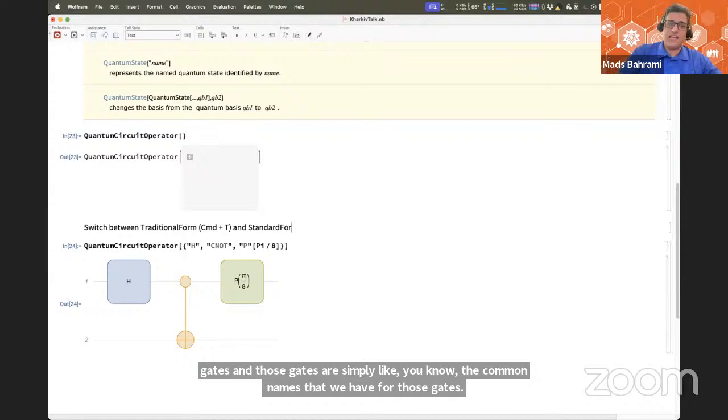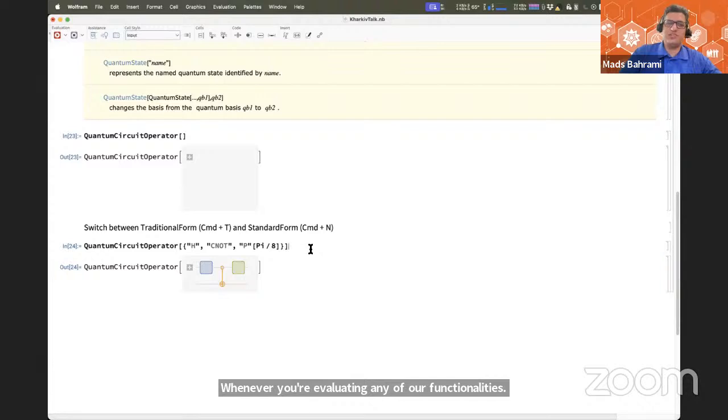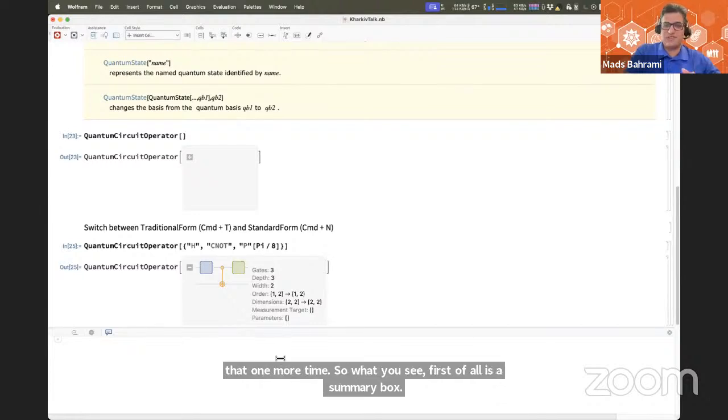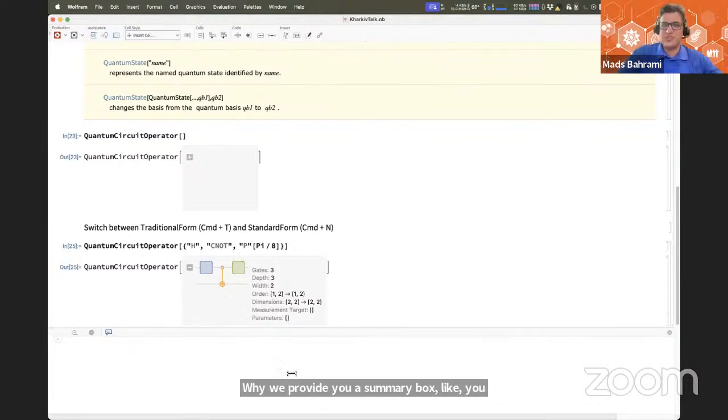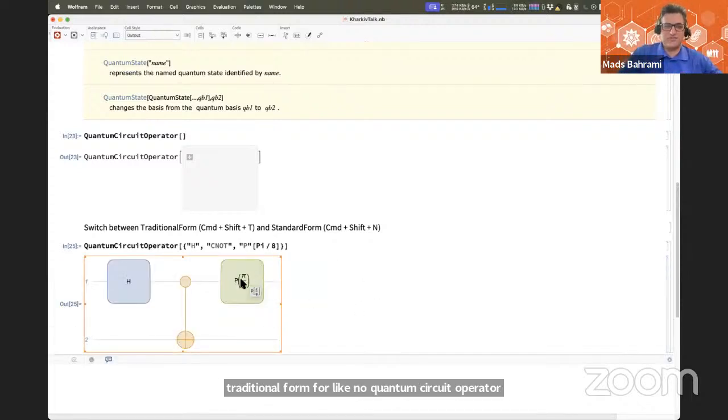Whenever you are evaluating any of our functionalities, for example, Nick, evaluate that one more time. What you see, first of all, is a summary box. We provide a summary box for many different reasons: these objects contain lots of information, so we prefer to wrap them as a summary box. For example, this object is a quantum circuit operator. Of course, all of them have a traditional form. The traditional form for a quantum circuit operator is a diagram. So you can work at the level of this diagram.